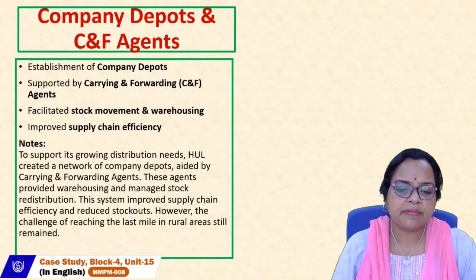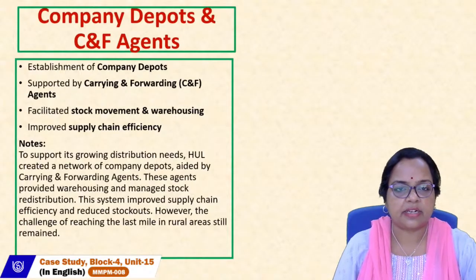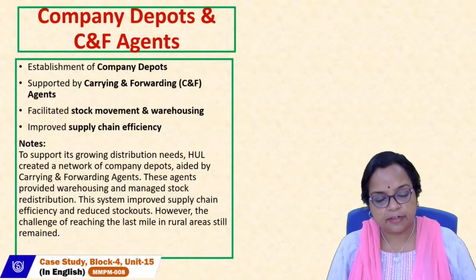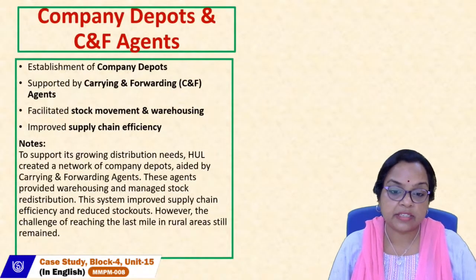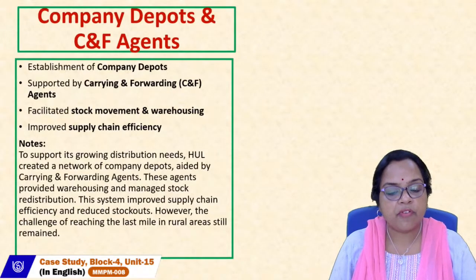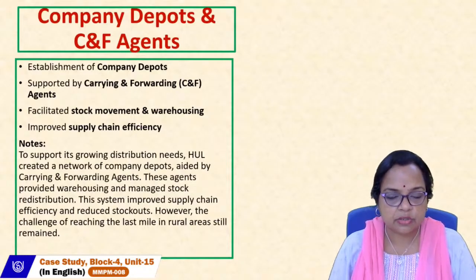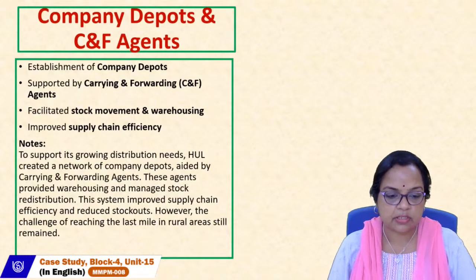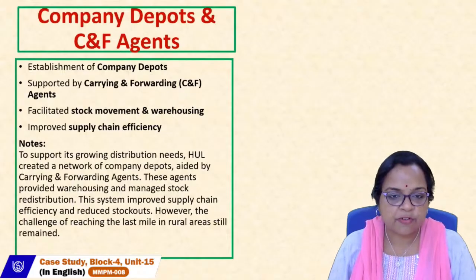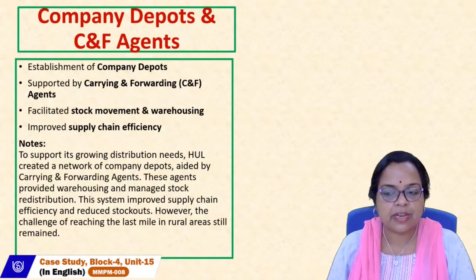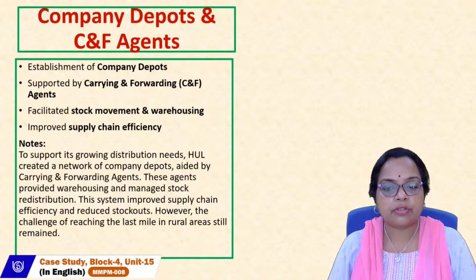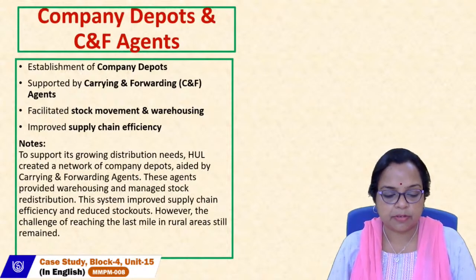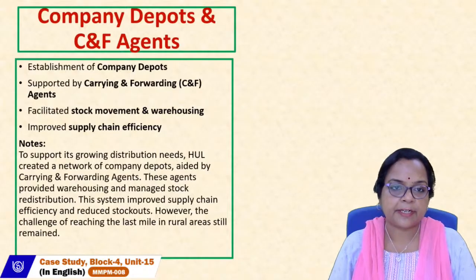But the challenge of reaching the last mile in rural areas still remained a challenge at that time. In phase 1 they had only wholesalers. In phase 2 they had registered wholesalers. In phase 3 they have the middleman as the stockist, the redistribution stockist. With the introduction of redistribution stockists, they had started gaining control over the pricing and the reach or penetration of the products to the rural market.